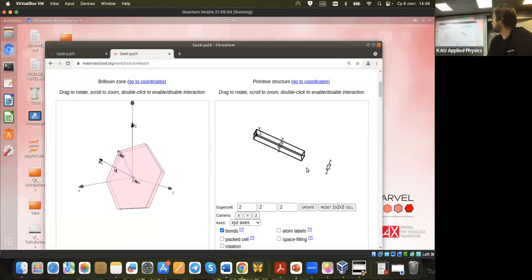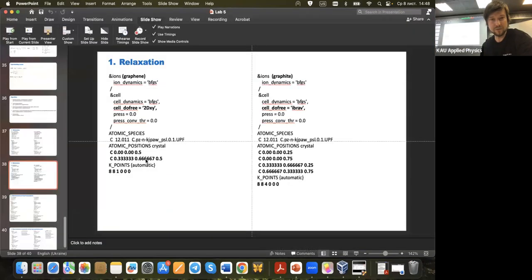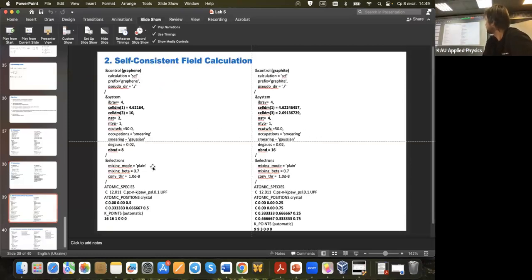And there is nothing to calculate here. It's just vacuum. Okay. And yeah, I think it was all the differences. Then we have self-consistent files we should place here.